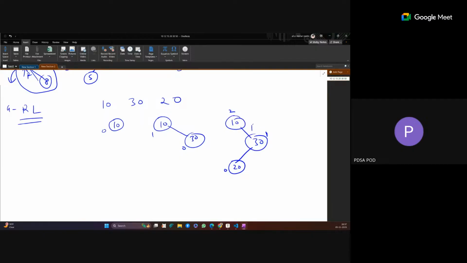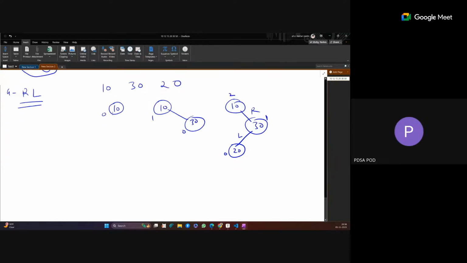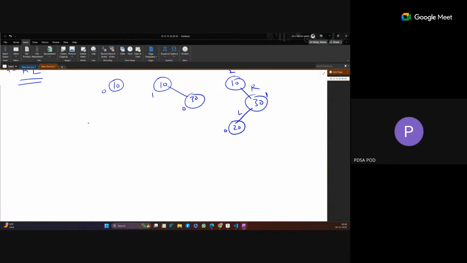Okay, and this is the RL situation, so from 10 which side height is greater? The right side. Okay, and from the right child of this, which side height is greater? That is the left side. So this is the RL. For this we will apply two rotations again, in the same reverse way, so 10, 30 and 20.